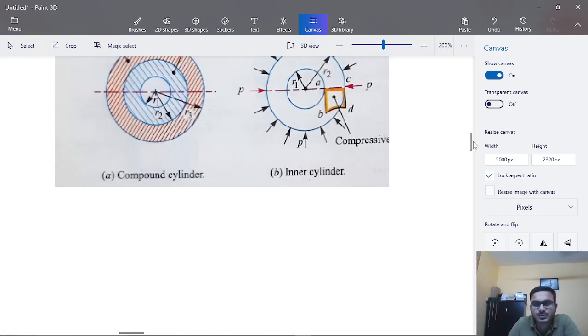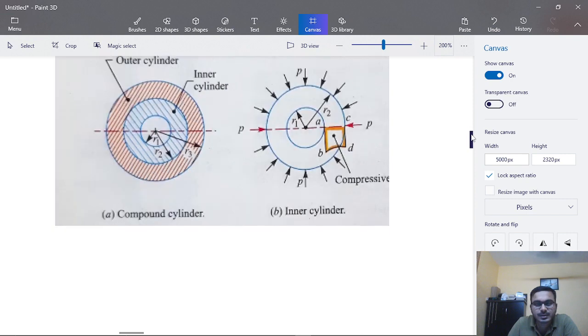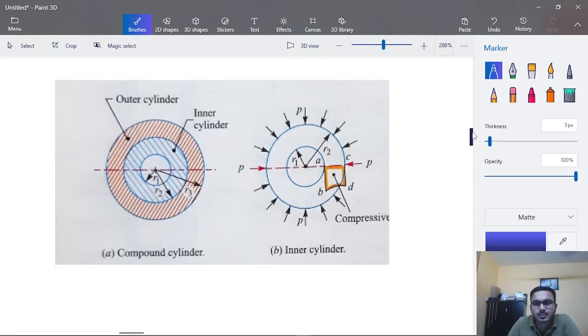So first of all we will focus on this figure. Here we are having a compound cylinder in which this blue shaded portion is the inner cylinder and the red shaded portion is the outer cylinder. The inner cylinder has inner radius of R1 and outer radius of R2. Similarly, the outer cylinder has inner radius of R2 and outer radius of R3. And now we will see how exactly this figure is there.